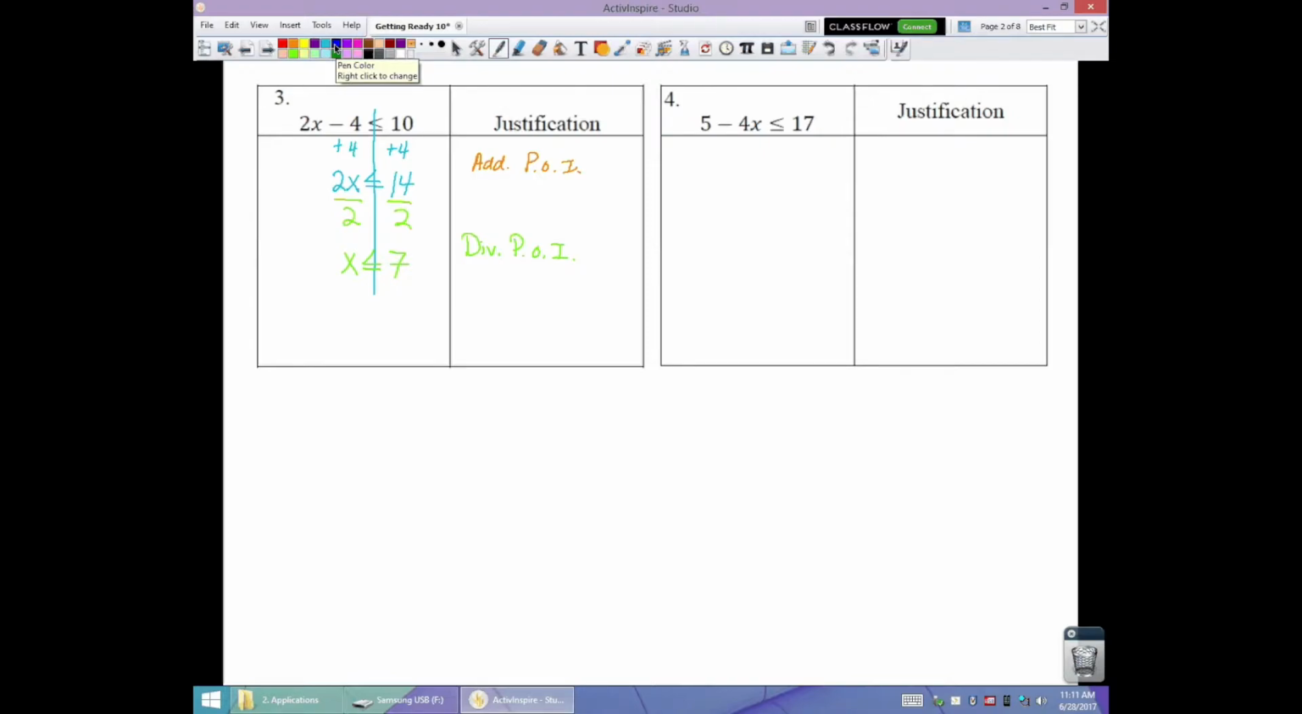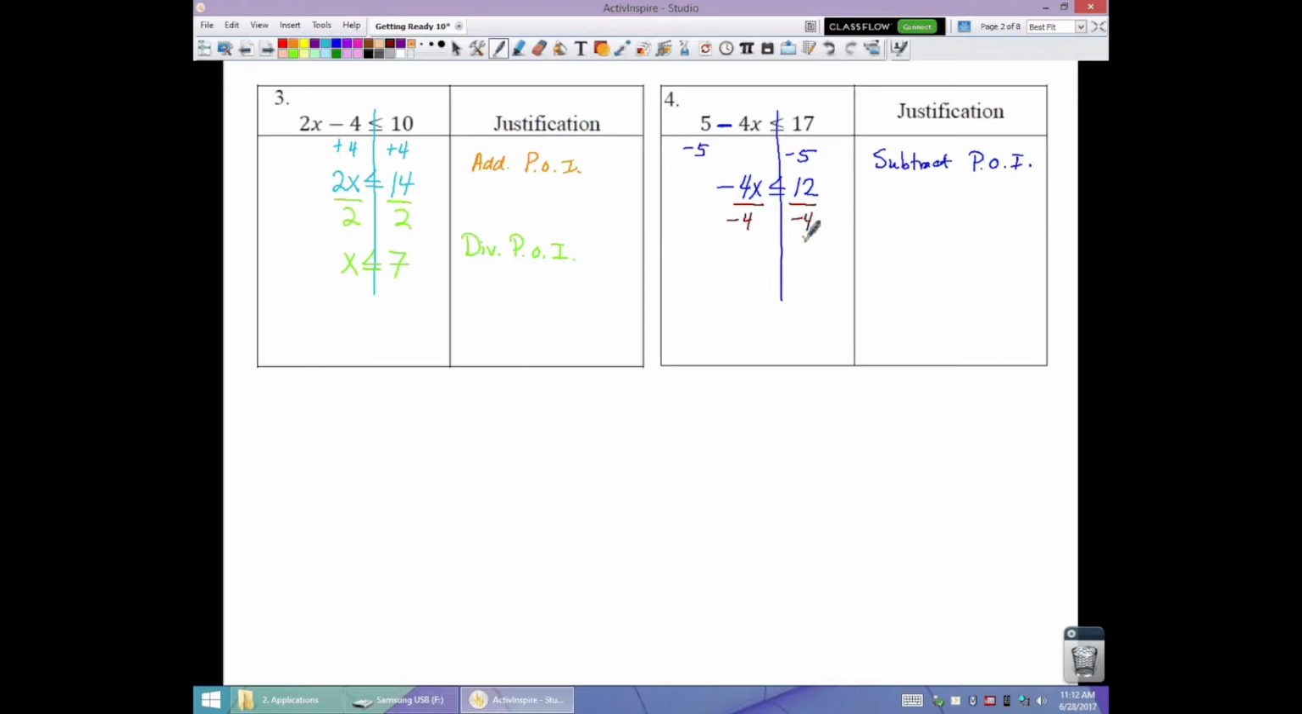Number 4. This is a positive 5 hanging out here that we need to get rid of. The sign in front of the number stays with it. So that is positive, meaning we will need to subtract 5 on both sides. This negative sign is part of the 4x, so it must remain negative 4x is less than or equal to 12. And that was the subtraction property of inequalities.